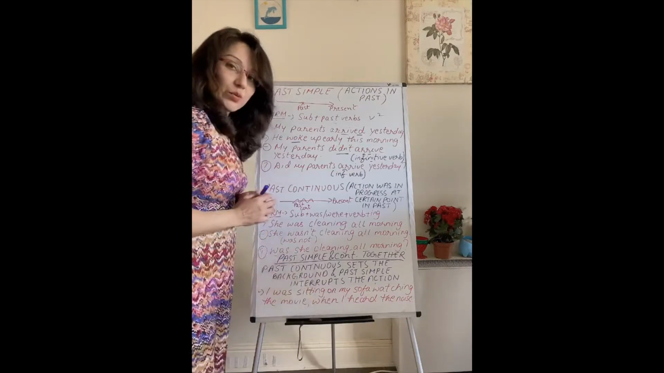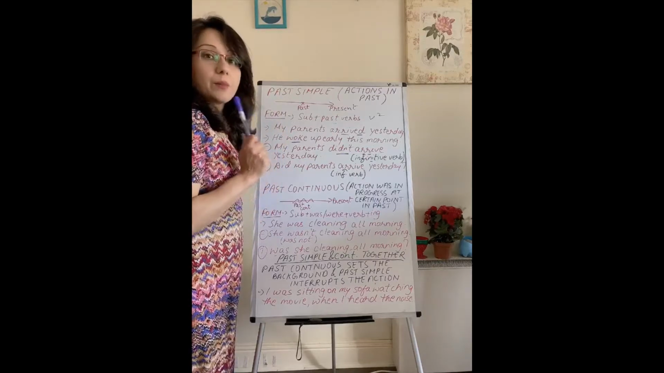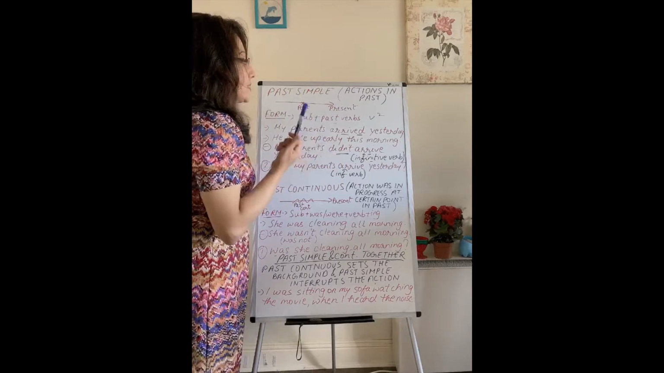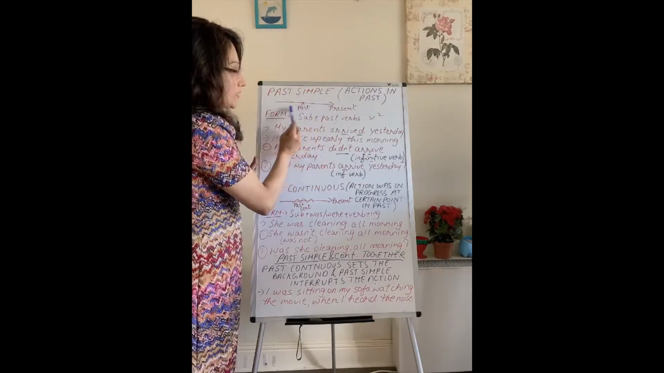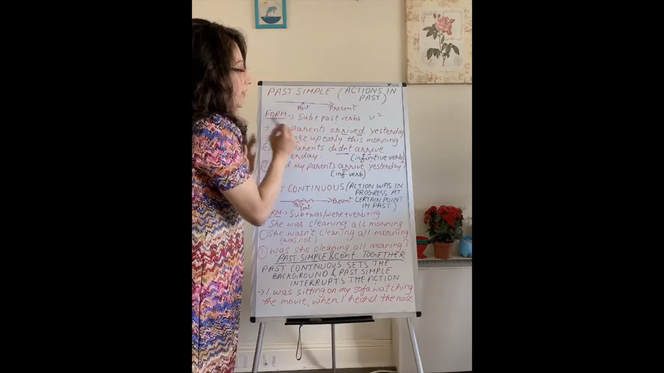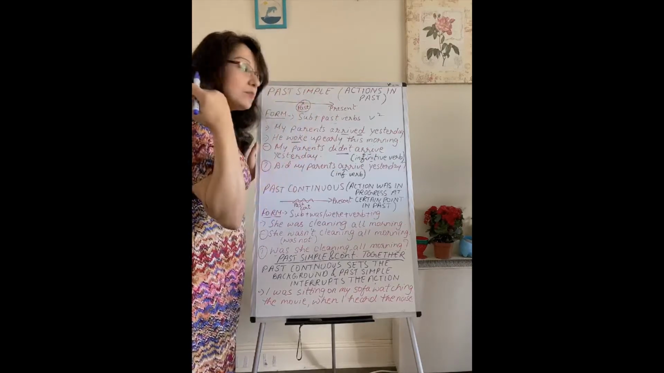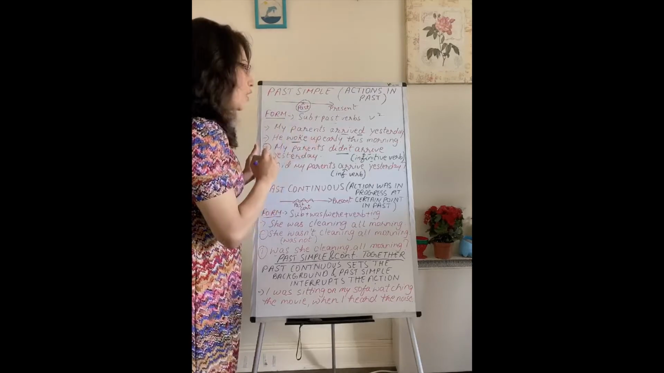Okay, here we are looking at our past tenses. To start with, we have our past simple, actions in the past. It's something that happened in the past. That's when you use your past simple. So looking at this timeline, this is your present, and this over here is the action that happened sometime in the past.